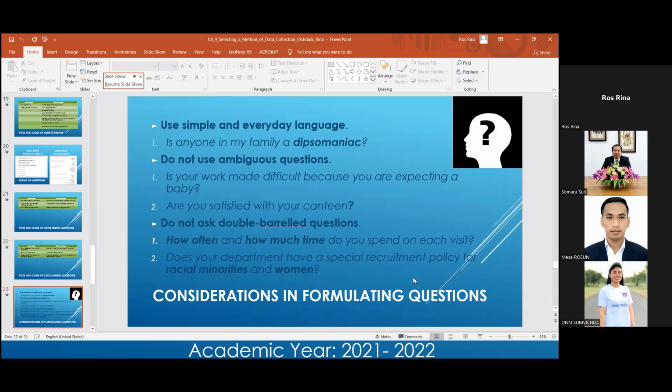The next is about considerations in formulating questions. Here, we use simple, everyday language. When we formulate a question, we should better use simple words and everyday language, because not all respondents understand what we want to ask, or it is hard for them to answer if we use hard or technical words in the question. And do not use ambiguous questions.